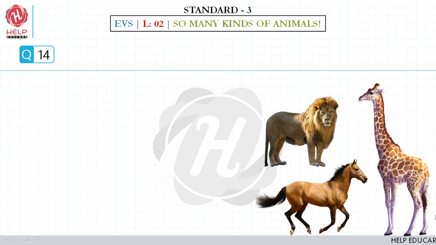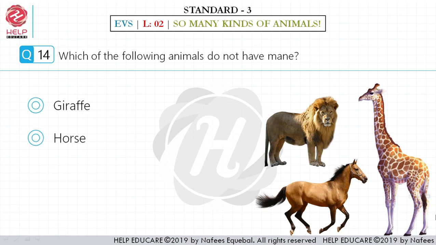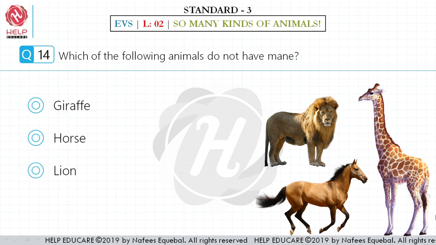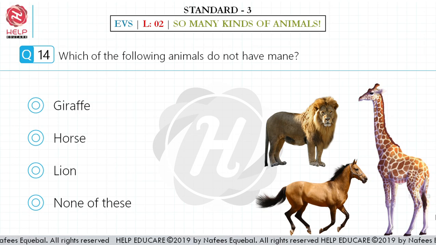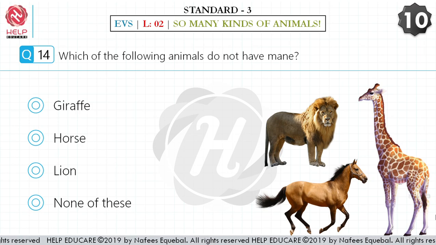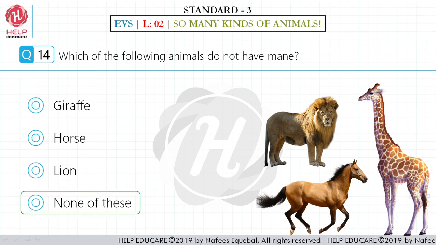Question number 14. Which of the following animals do not have mane? First option, giraffe. Second option, horse. Third option, lion. Fourth option, none of these. Your time starts now. Correct answer is none of these.